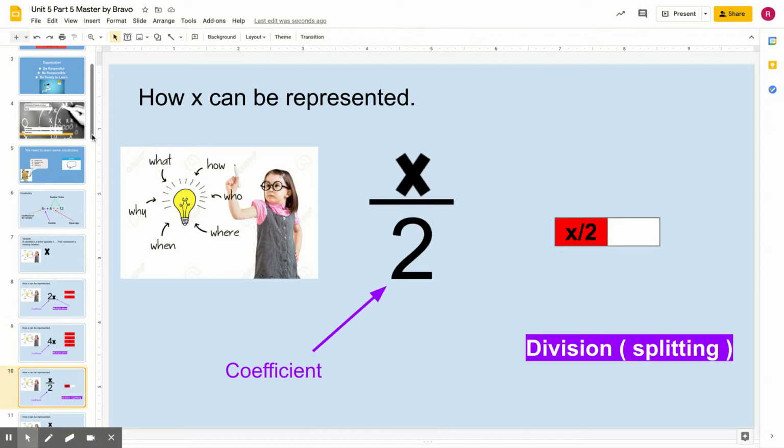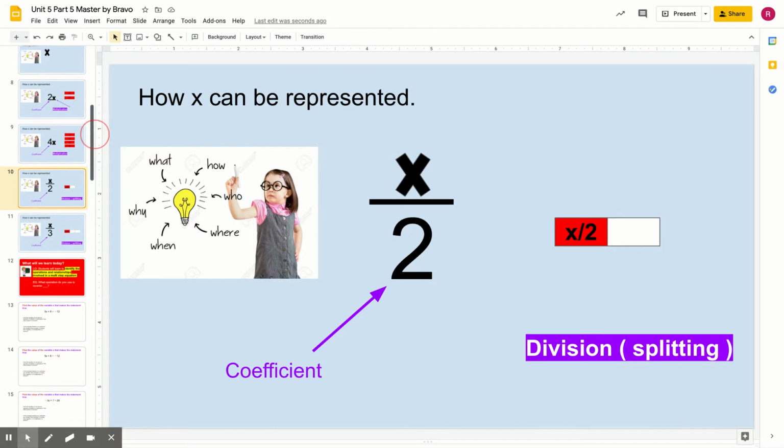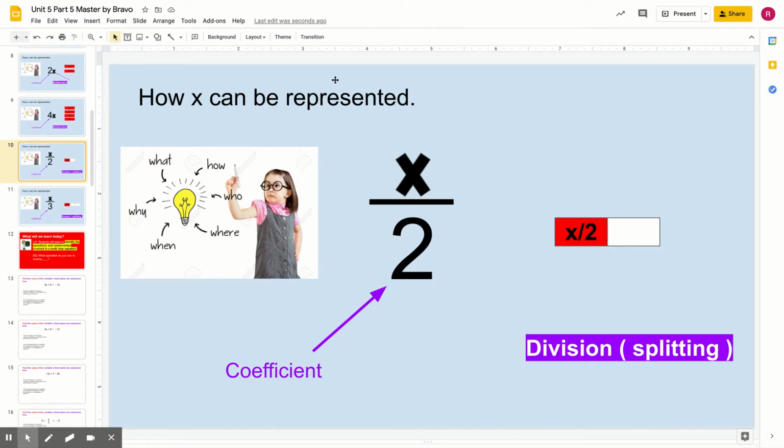The x and the coefficient can also be in a different type of relationship, and that's through division. So for example, this x and that 2 are in a relationship through division. This says that you have split your x into 2 pieces and you only have 1 piece. I'm going to show you another example. In this example, x is split or divided again. It's in a relationship with 3. X is in a relationship with 3 through division. It tells you that you have 3 pieces and you only have 1 piece of those 3.